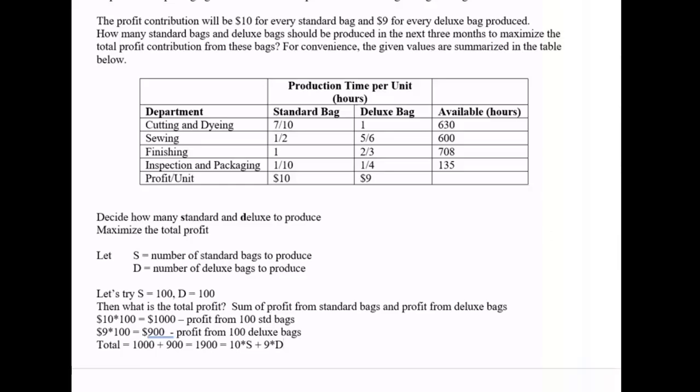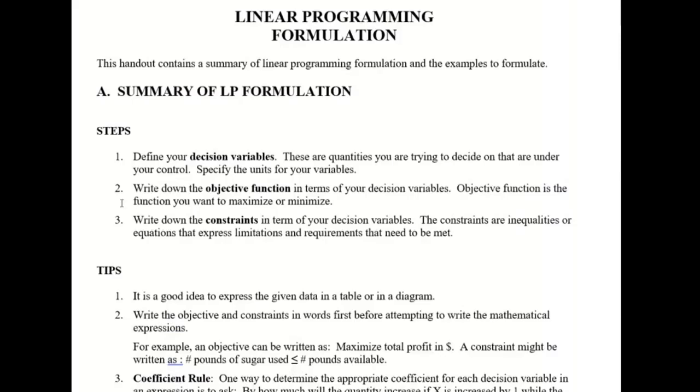So what we did is we did this part. We wrote down the objective function in terms of our decision variables. So 10S plus 9D, right, that is your objective function. And we defined the decision variables. So we have the S and D that we defined. So we did 1 and 2.